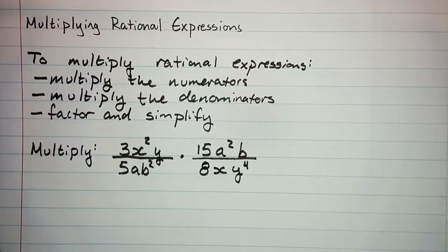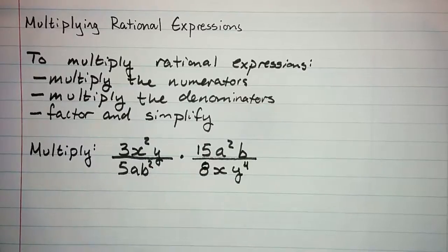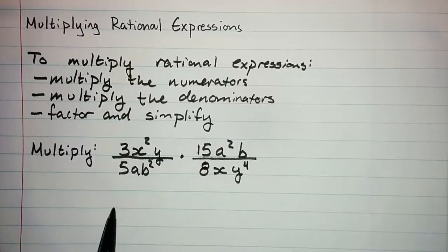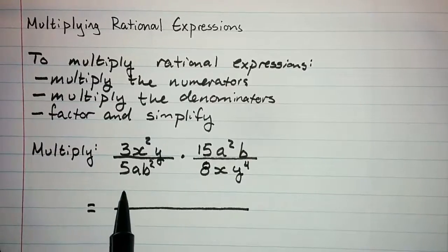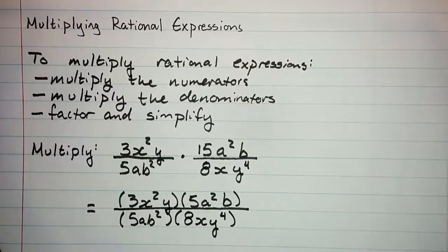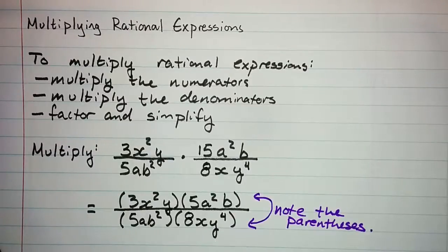So let's see an example first where we have only monomial numerator and denominator. Let's suppose we want to multiply these two rational expressions. First, we'll multiply the numerators and the denominators to get a single rational expression. One thing I'd like you to note here, note these parentheses.